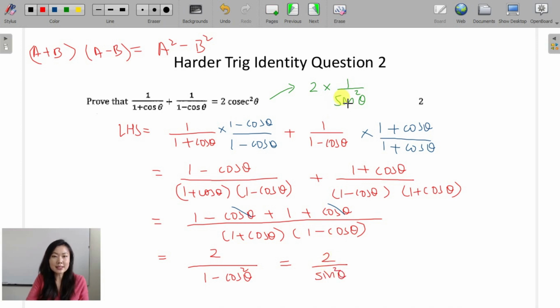Which we know is the same thing, okay? So if you want, you can stop here and say the left-hand side is the same as the right-hand side, or just write 2 cosec squared theta. That's it. All right, hopefully that makes sense to you. Yeah, again, I like to interact with you. If you have any questions, please feel free to leave any comments down below.